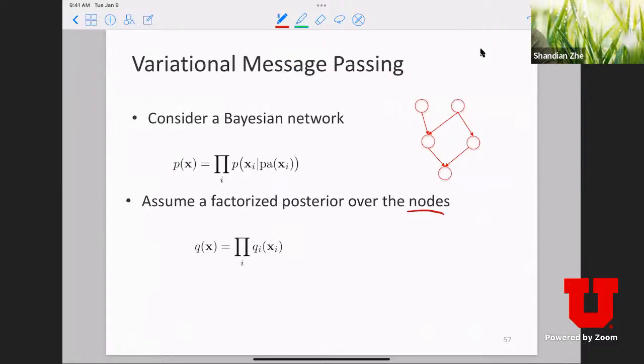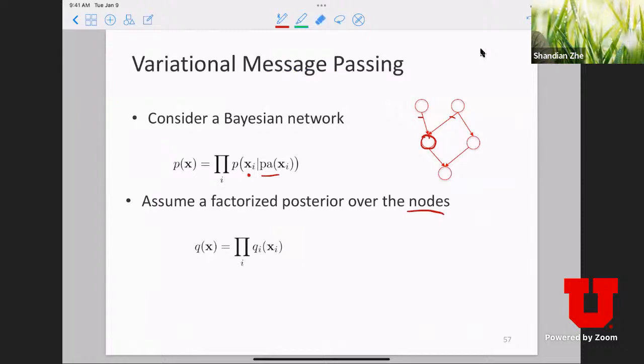Remember, when we write down a Bayesian network, for each node, it is associated with a conditional distribution. If it has parents, meaning the neighbor nodes which point to that node, those parents will be the conditioning part in the conditional probability of xi. So if you write down the joint probability, it is a product over every node in the Bayesian network. Each product term is a conditional distribution of the node xi given its parents.